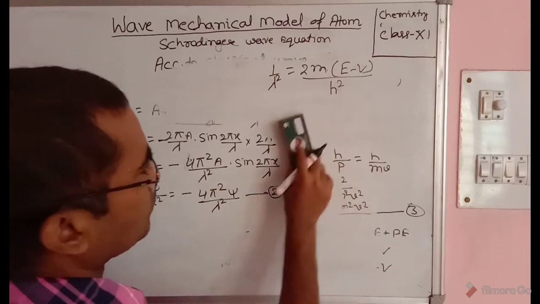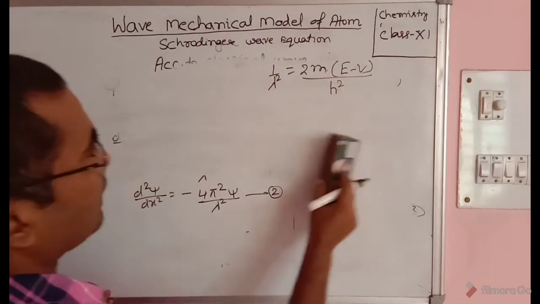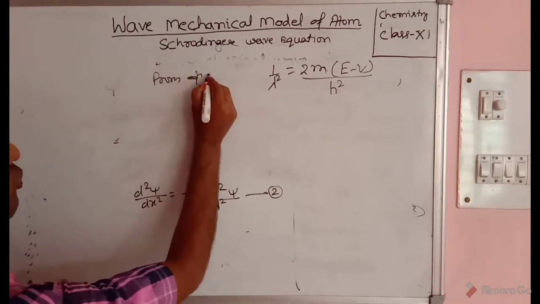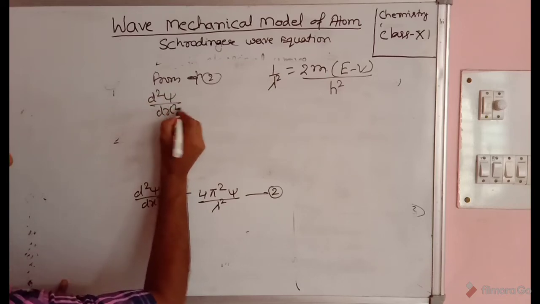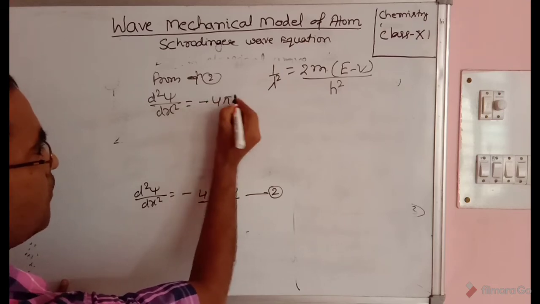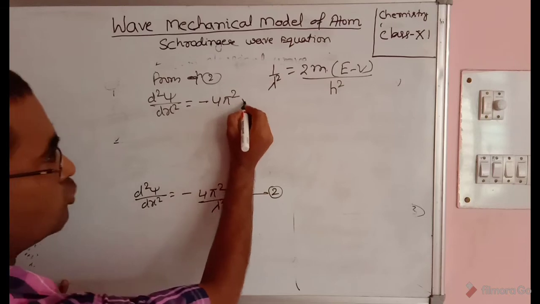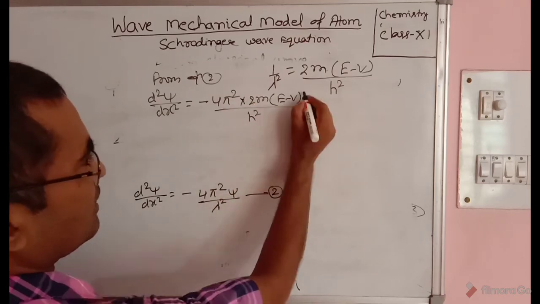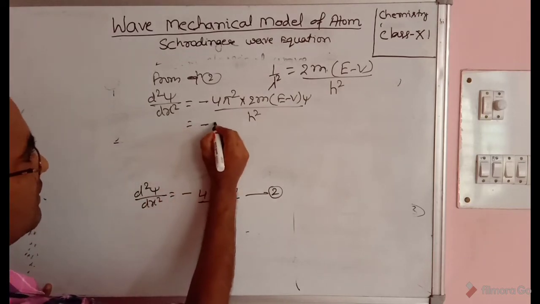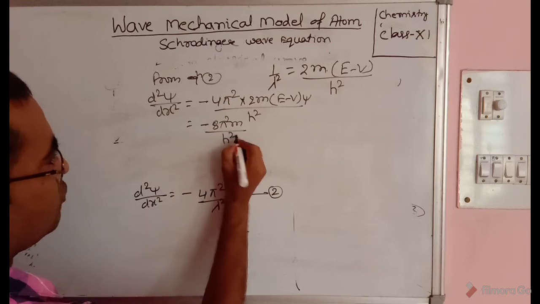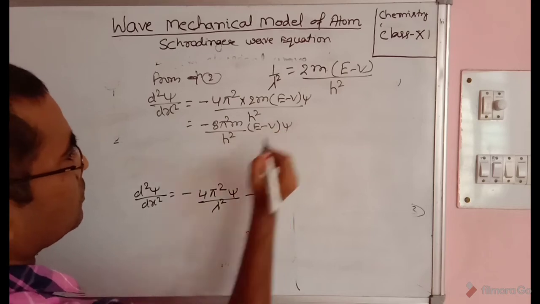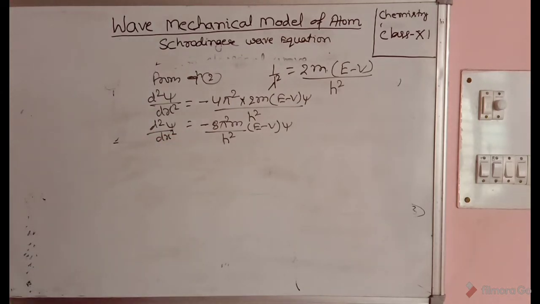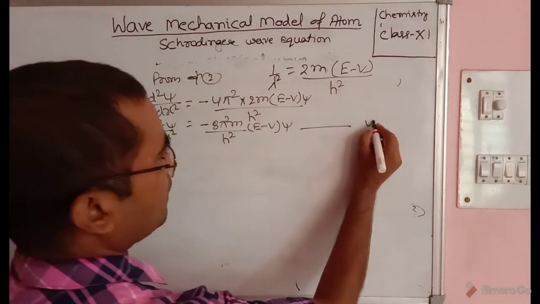Now putting the value of 1 by lambda square in equation 2, d square psi by dx square is equal to minus 4 pi square into 2m E minus V by h square into psi. It will be minus 8 pi square m by h square into E minus V into psi. So d square psi by dx square is equal to minus 8 pi square m by h square E minus V psi. This is equation number 4.